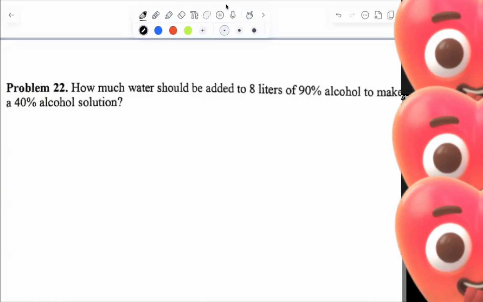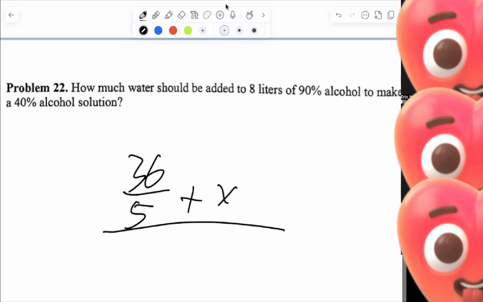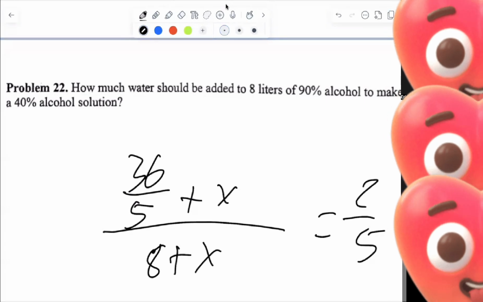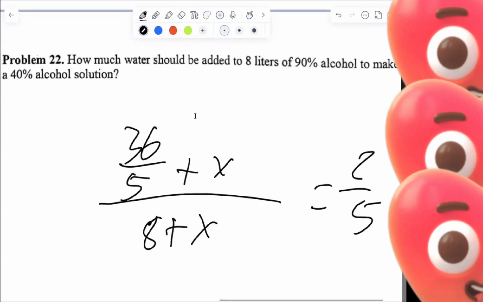To start with this question, basically what we have to do is solve a system of equations. This is how I normally do it. 90% of 8 is just 4/5 times 9, or 36/5, plus x, divided by 8 plus x. This is the original ratio. I'm going to add x liters of water, which gives us 2/5 of the entire alcohol. This is the ratio between alcohol and the total amount. Solving will give you the answer as 10.